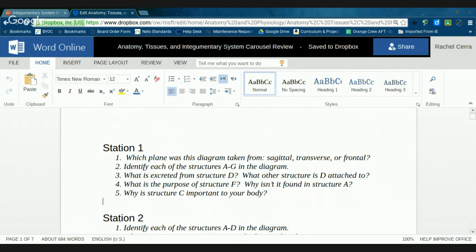Number 5, why is structure C important to your body? That would be your subcutaneous layer. There's 2 things that you could have there. You could have that it serves as a good insulator, so it helps regulate some body temperature, but it also is there to store energy. So in that fat, which is what everyone loves, I'm sure.